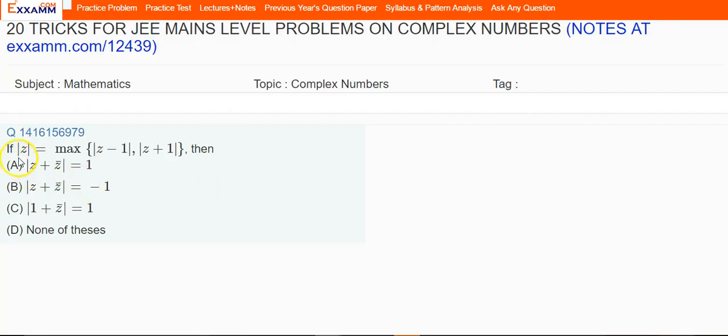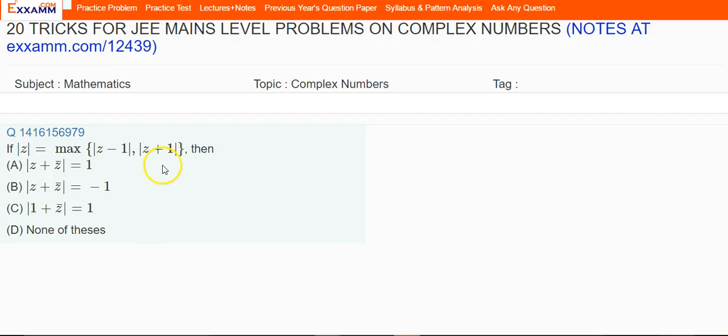On the question of starting a problem, let us take another beautiful problem. Here modulus of z has been given to be equal to the maximum of modulus of z minus 1 or modulus of z plus 1. Now where to start? We can start thinking about which would be bigger, and in which condition modulus of z minus 1 would be bigger than modulus of z plus 1.